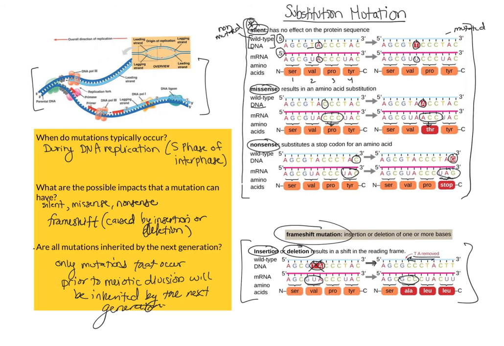mutations acquired in your skin cells, for example, that divide in response to, say, when you get a cut, right? If you acquire a mutation in the DNA of a skin cell, that's not going to be passed on to the next generation. Only DNA mutations that occur prior to meiotic division, right, will ultimately end up in the gametes that will ultimately be passed on to the next generation, right? So just a quick note, remember that not all mutations are inherited by the next generation. Okay, so we've talked about different types of mutations, some of their impacts. Let's talk about our second topic here.